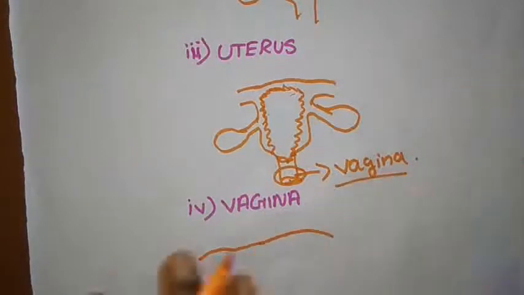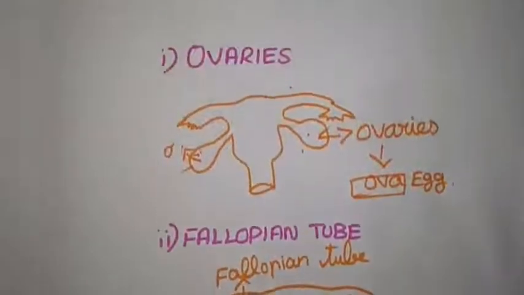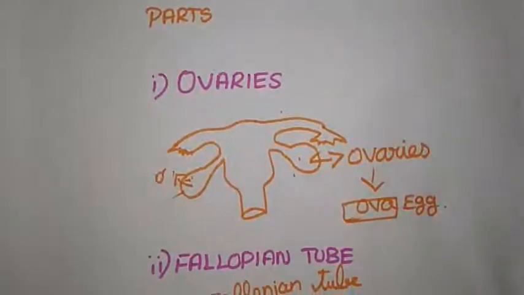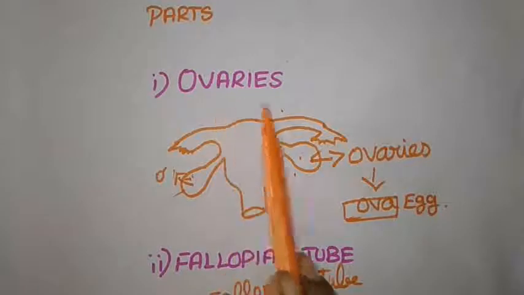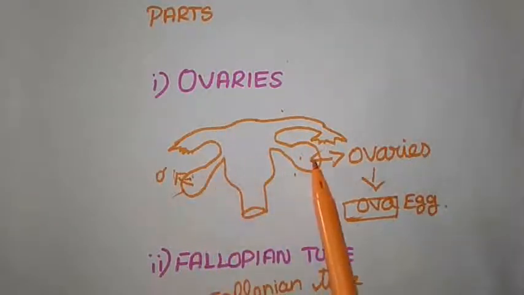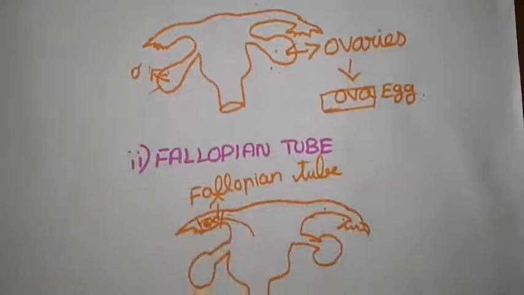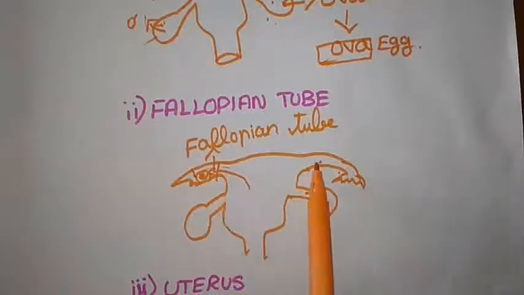Okay, so that's it for the female reproductive system. Just recall once again what parts are involved in the female reproductive system. The first one is the ovaries. Here the ovaries are attached on both sides of the uterus. Egg development takes place inside the ovaries. Okay, and next one is the fallopian tube.